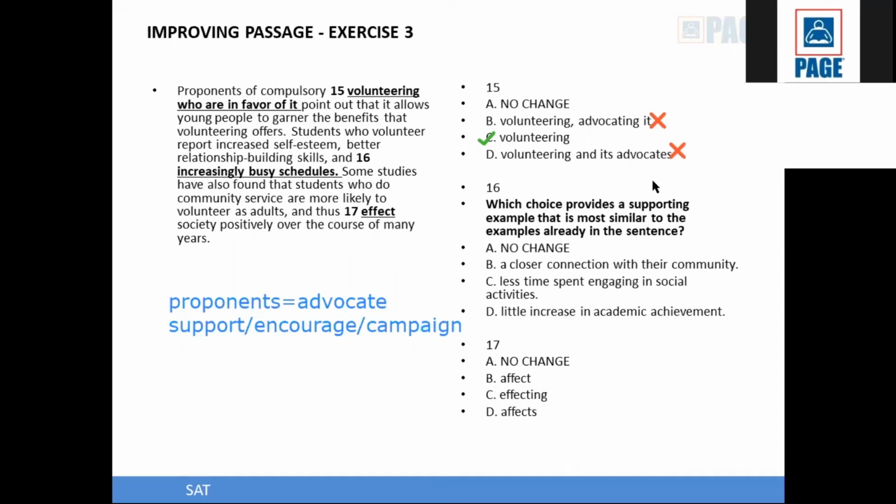It is like when we say a free gift. Free gift is a wrong statement, because you don't pay money for a gift. Gift is free, free is free. So why do you need a free gift? "Proponents of compulsory volunteering and its advocates" is a repetition, a redundancy. So the best is C.